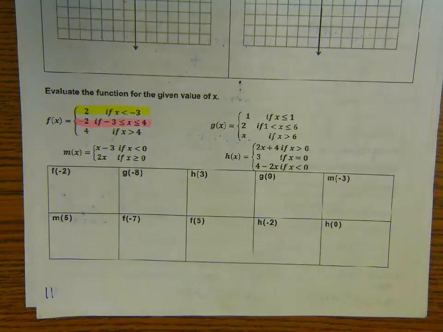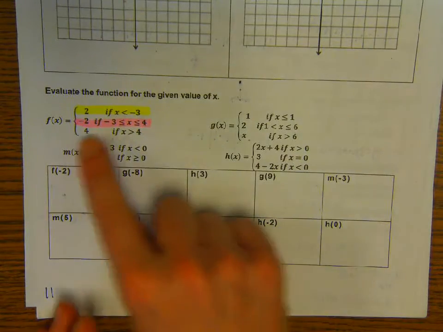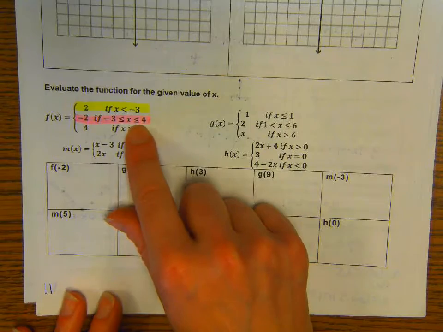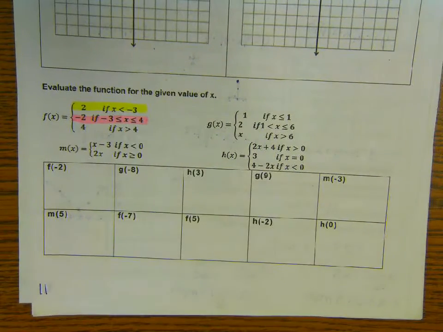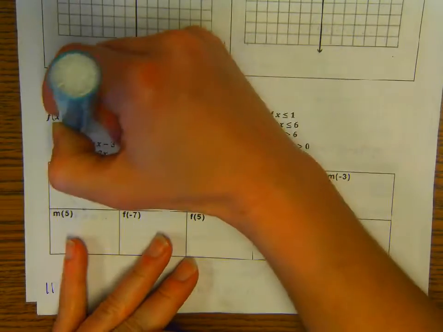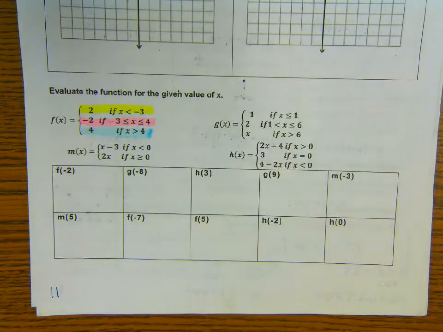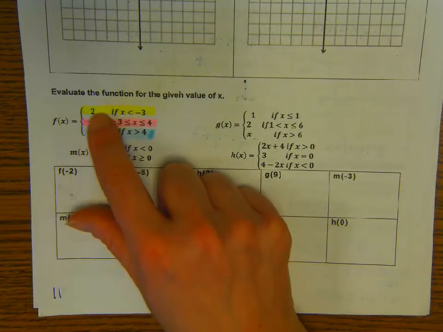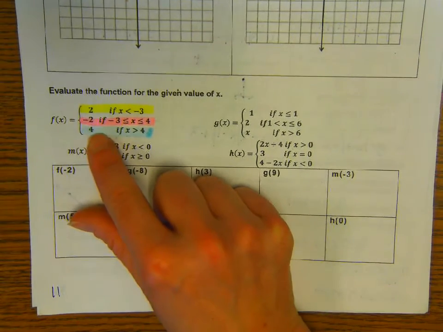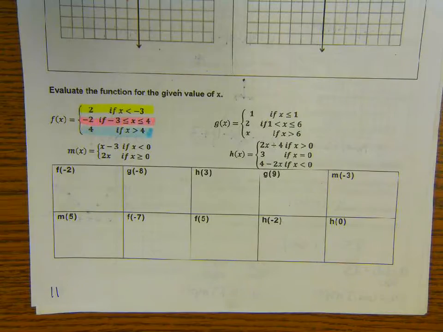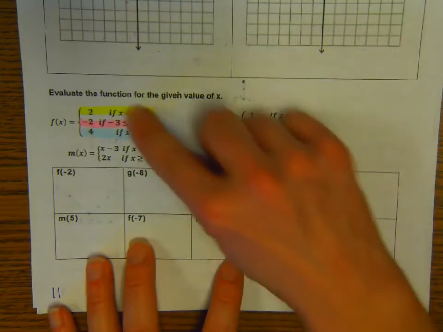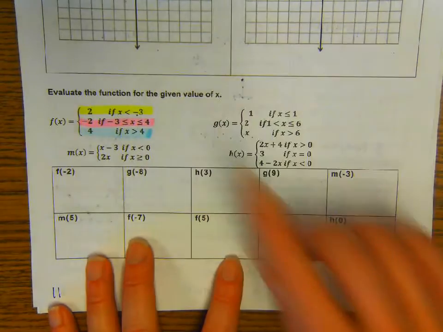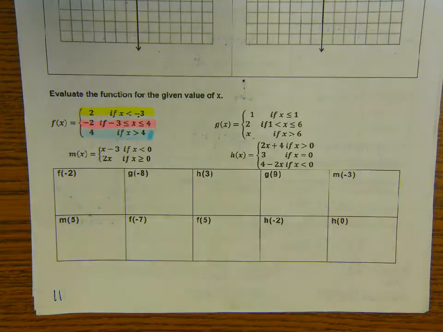The next piece is this one. I have an output of -2 if the input is from -3 to 4. And then the last piece is this. So here's the deal. F only has 3 possible outputs. What are the 3 possible outputs? 2, -2, and 4. I have to find the right one, and the one I'm going to pick is based on what my x value is. So let's just do all the f's right now.